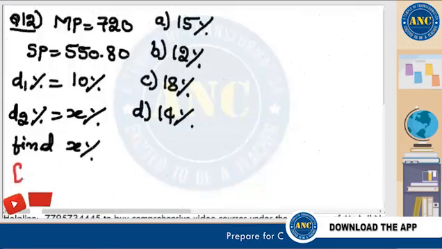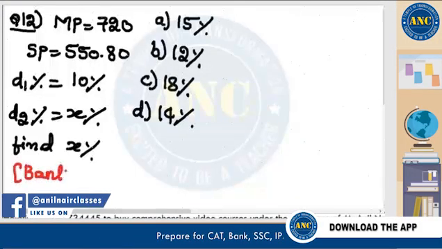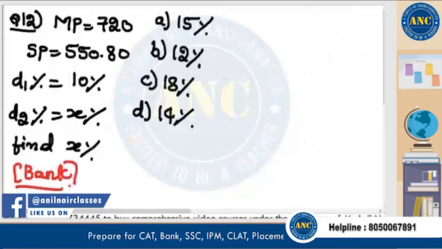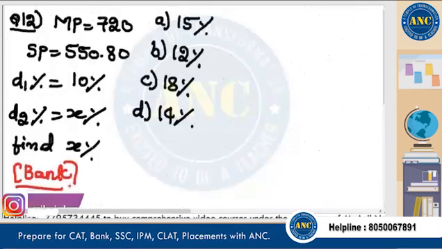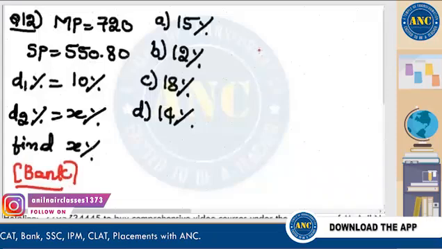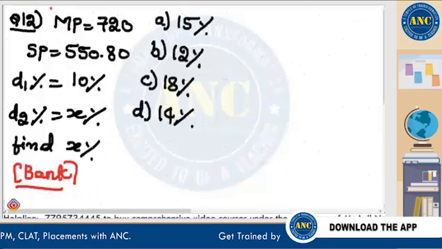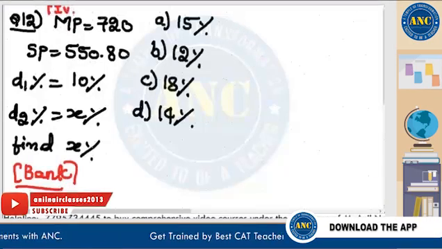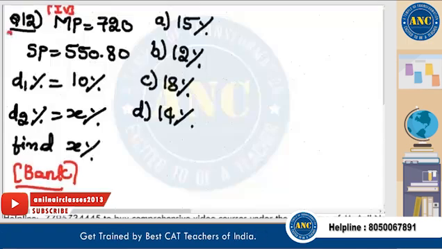This is a question taken from the bank. So, marked price is the initial value, selling price is the final value.